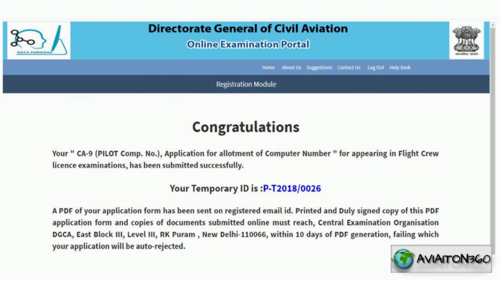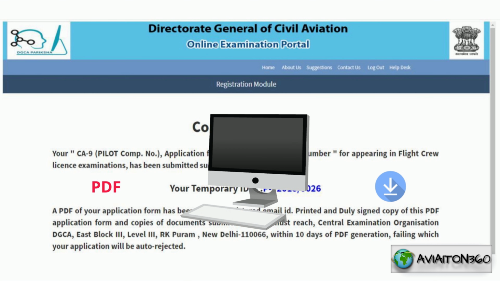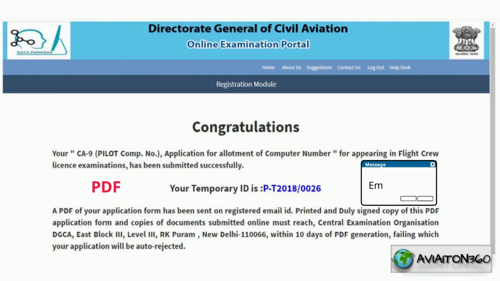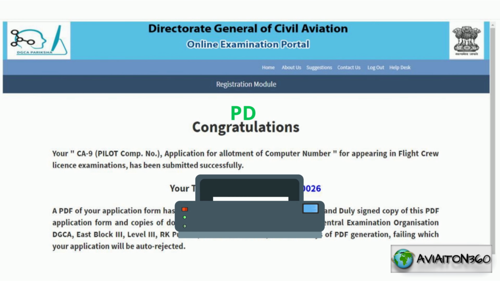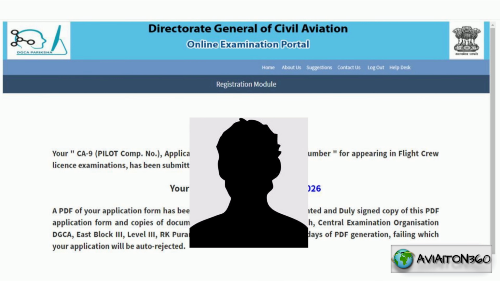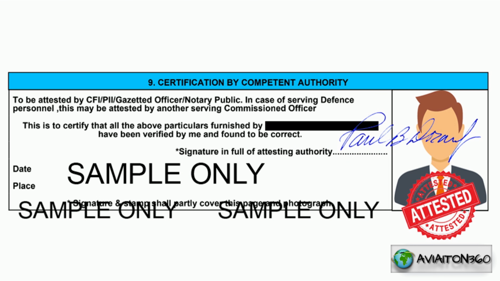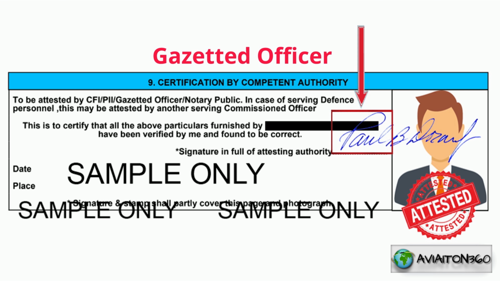On a successful submission, a PDF of filled information will be created and downloaded automatically, in the applicant's computer system. The same PDF will be sent to the registered email ID as well. Candidate needs to take a print of this application, and attach his latest passport size photograph in the space provided. The photograph must be cross-attested by a gazetted officer, as shown here. You should make sure that half of the signature of the gazetted officer is on the application form and the other half is on your photograph.